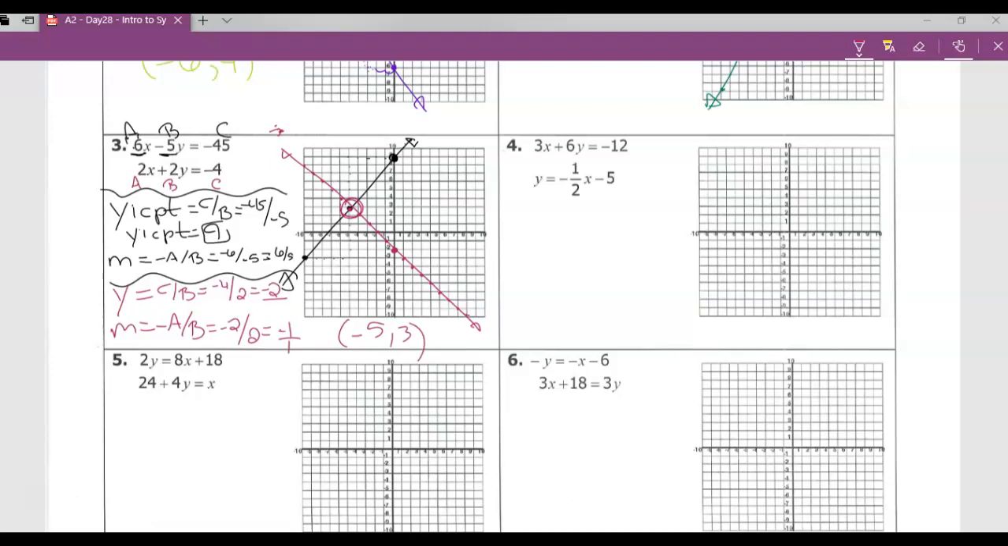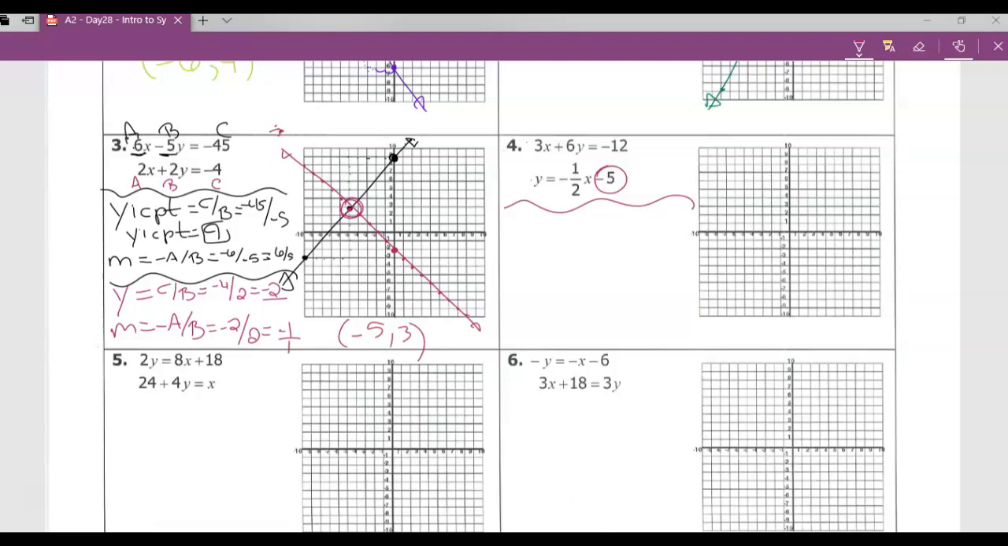Now let's move on to number 4. Number 4 gives us two equations. One's in standard form, which is the first one, and the second one's in slope-intercept. Since slope-intercept I find is way easier and faster, I'll start with that one. So I'll graph this line in this reddish color.